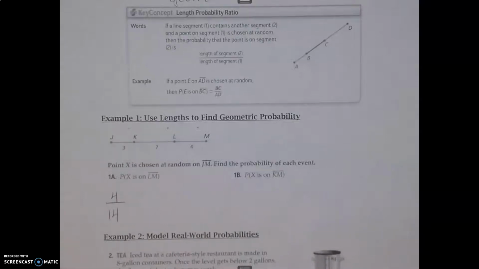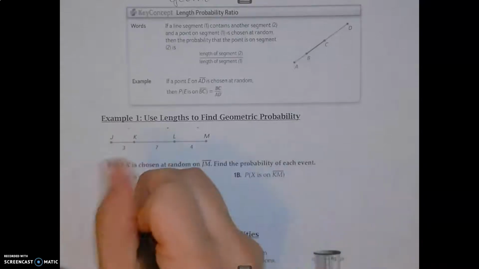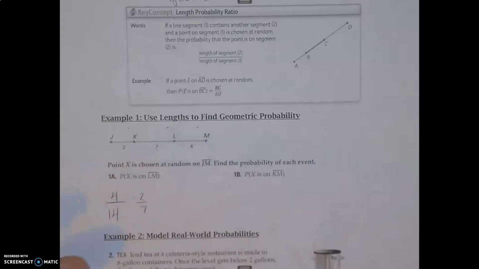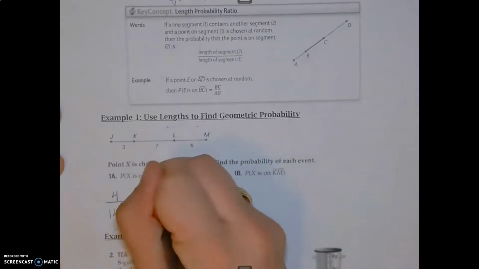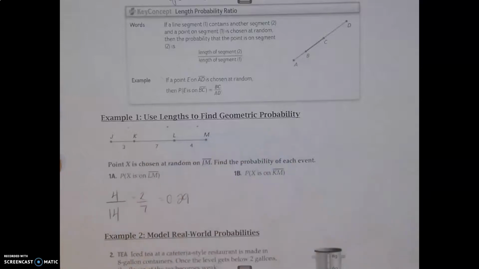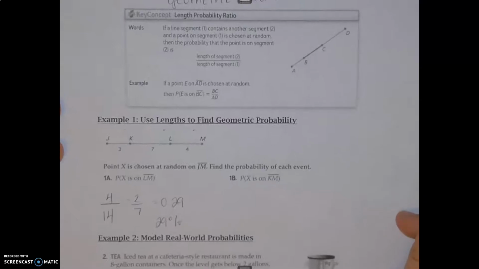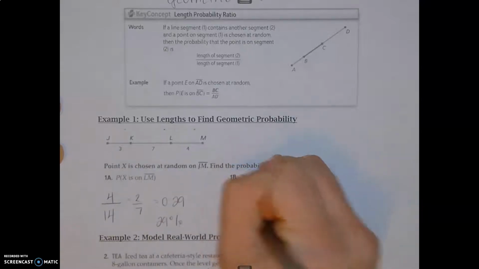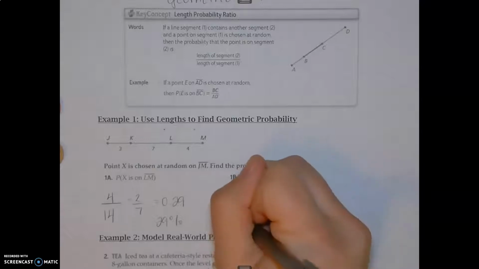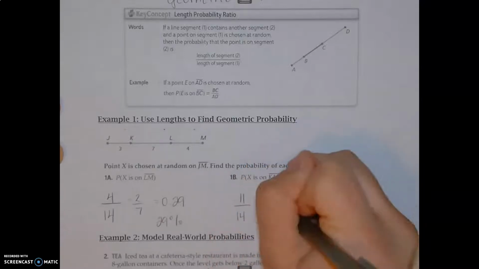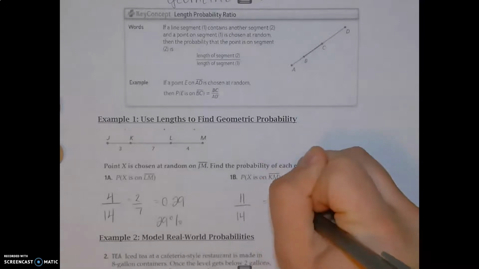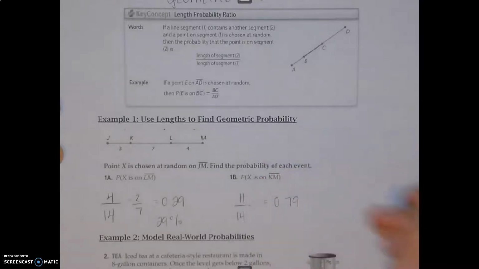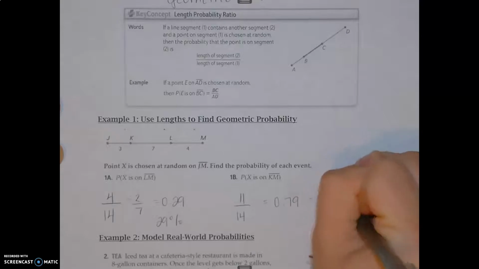We can express probability as a fraction, a decimal, or a percent. So this simplifies to 2 over 7, which as a decimal would be approximately 0.29, so 29%. Our second example, so finding the probability that X falls on segment KM. So KM's distance is 11, and again that's over the entire distance, which is 14, which expressed as a decimal rounds to approximately 79 hundredths, which would be 79%.